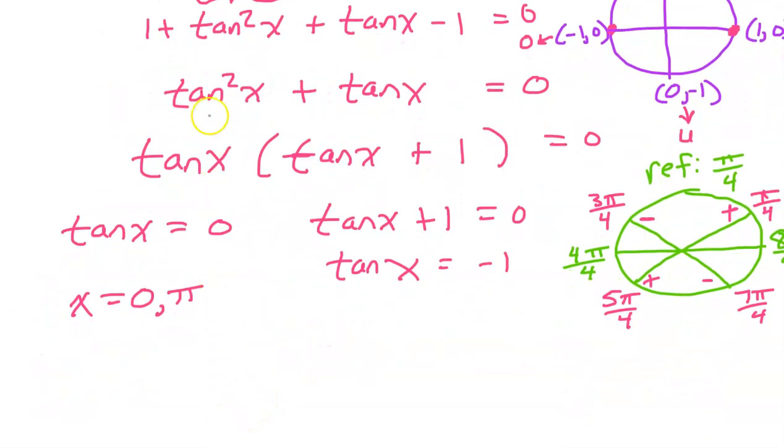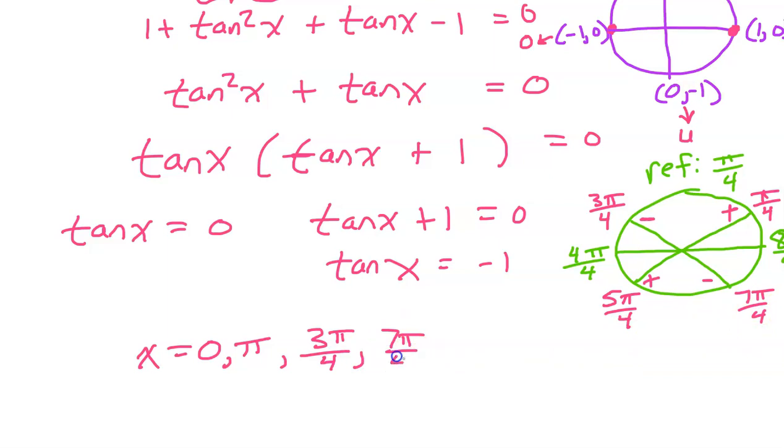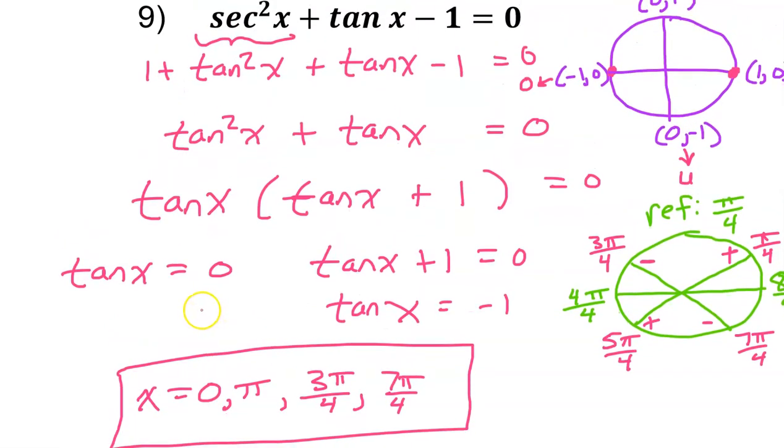Okay, so I'm really going to just bring this down a tiny bit so I can tack these on. So the solutions will be 0 and pi from the first factor. And now I'm going to get these two additional solutions of 3 pi over 4 and 7 pi over 4. So we get 4 solutions for problem number 9.